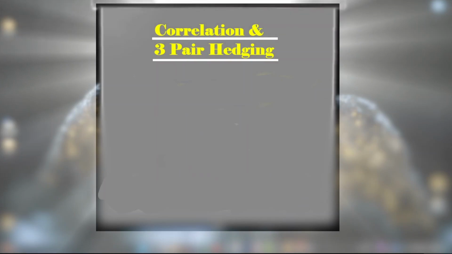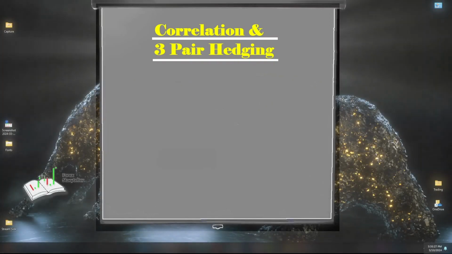Hey fellow traders, in today's video we're going to extend on the last video I just made with two-pair hedging. It extends further into the concept of correlation, and we're going to create a much stronger hedging setup using three pairs versus two, because it will be a lot easier to manage and has a much better and more predictable outcome.